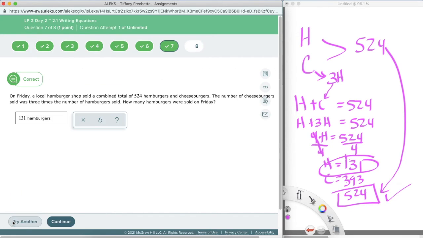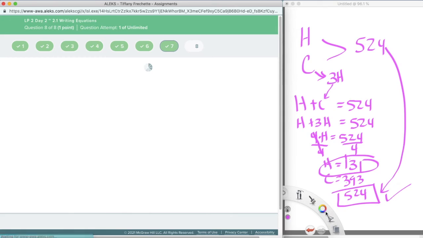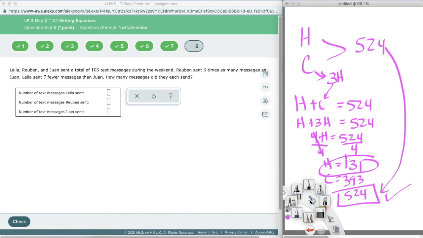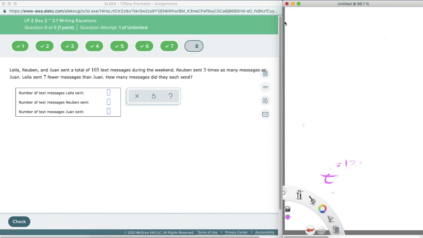All right, last one here. Definitely a little bit more involved. Questions on some of these? Lily, Ruben, and Juan sent a total of 103 texts during the weekend. So we have Lily, Ruben, and Juan, and together they sent 103 texts. I'm just picturing that real quick. This is what the first sentence told me.